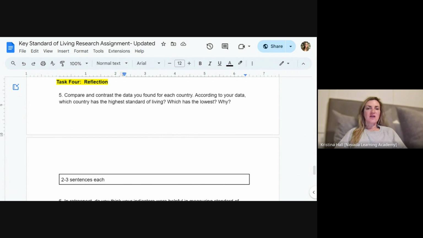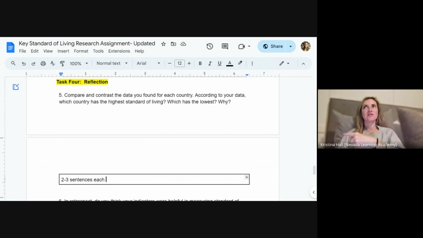So according to your data, which country has the highest standard of living? Which has the lowest? Now, it's probably going to follow that your developed country has the highest standard of living, but what indicators show that? Not just GDP. Is it the life expectancy? Is it the literacy rate? Is it the birth rate? Is it a low unemployment? What other indicators show that? So give me one sentence for that.